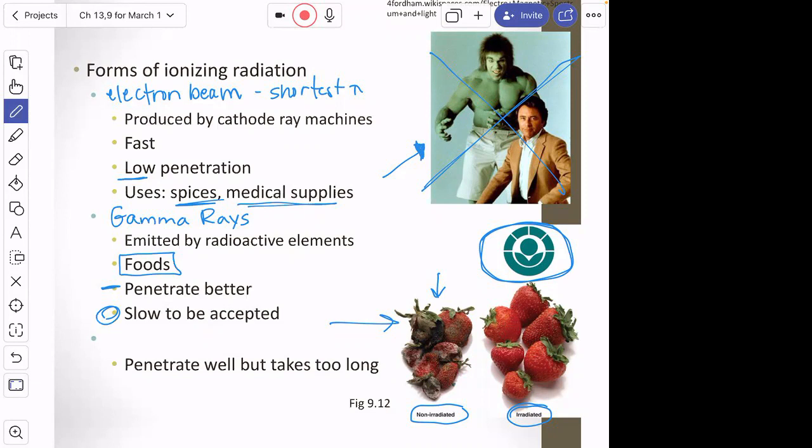Okay, and there's other things besides food. You know, they can use that for medical equipment and other things as well, medical supplies. All right, X-rays don't have as much application. They do penetrate really well, but in terms of controlling microbial growth, apparently they act really slowly. So because it takes too long, and plus, having big X-ray machines everywhere is just not feasible. So, all right.